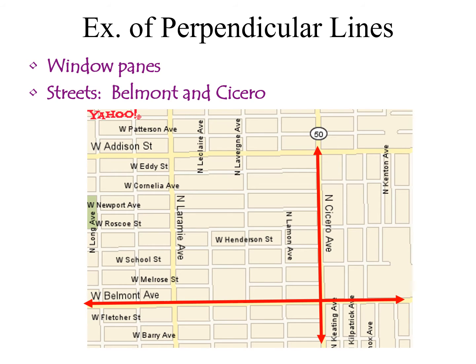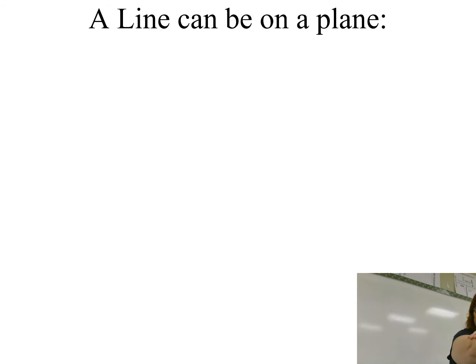Everywhere. We see right angles everywhere, so man-made stuff is always usually made with right angles.